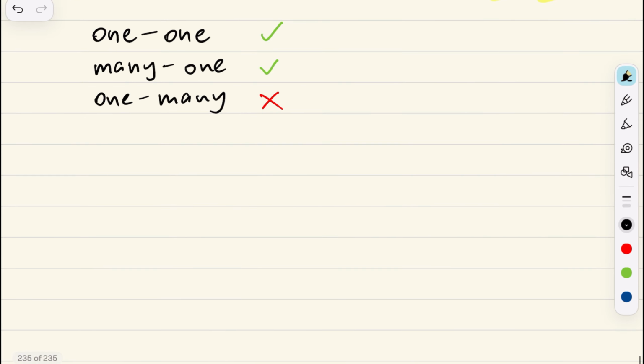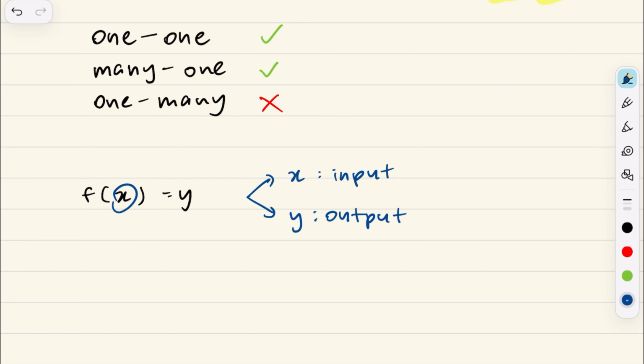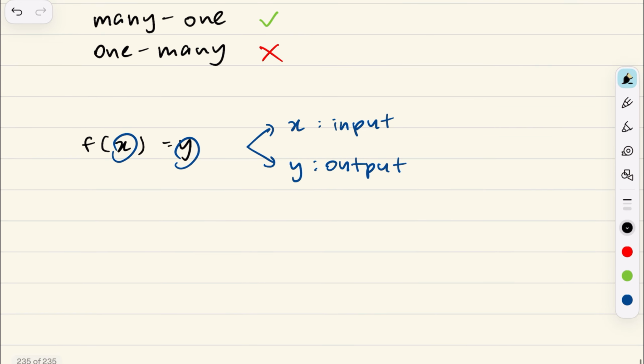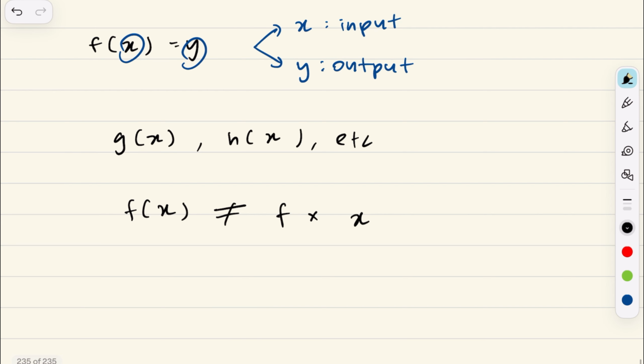Now, functions are usually written in the form f of x equals y. This is the most common form that it's presented in. In this case, like I explained before, x is the input and y is the output. The letter f here is just the name of the function. It can also be g of x, h of x, or any other letter. It's just a name. And a very important point to note is that f of x does not mean f multiplied by x. What it means is the output that we get when the input is x.